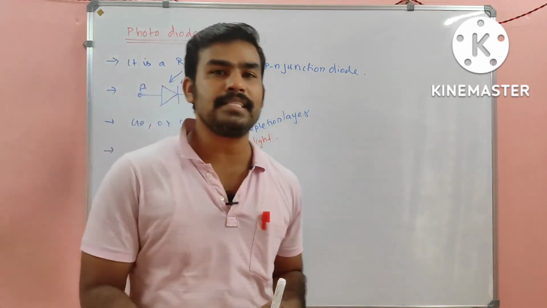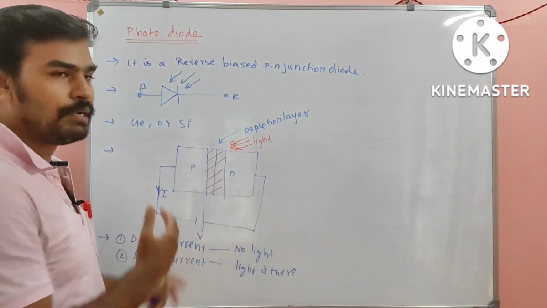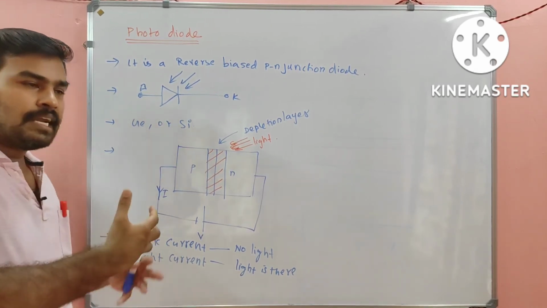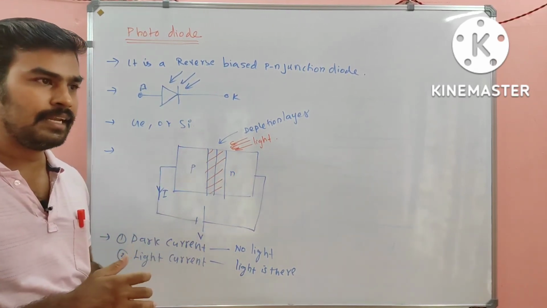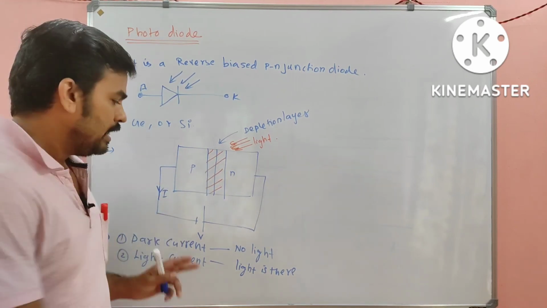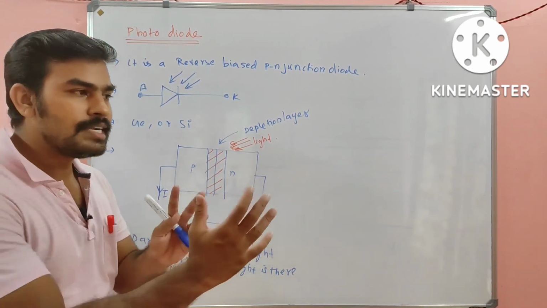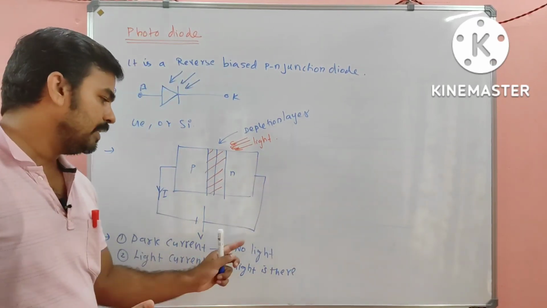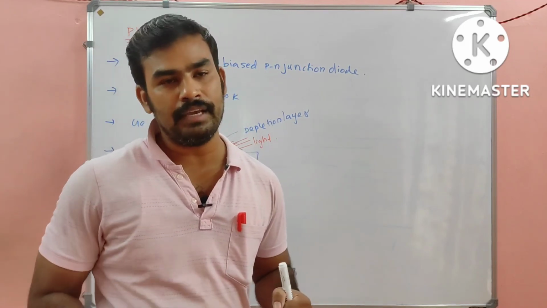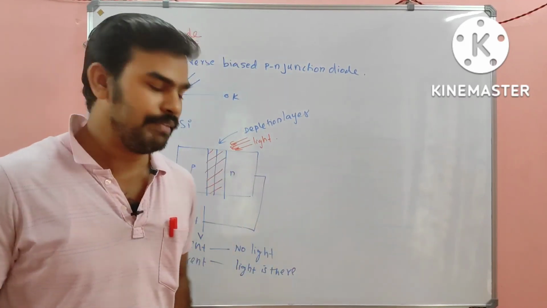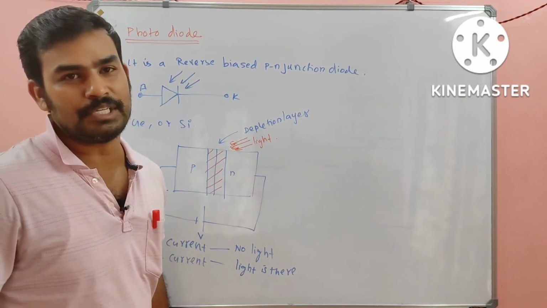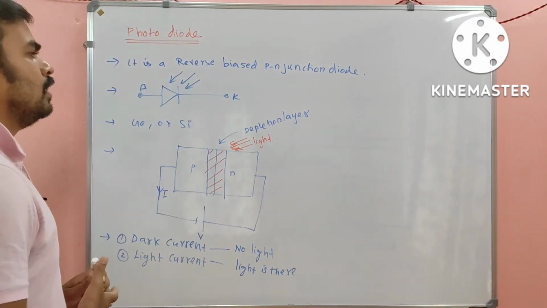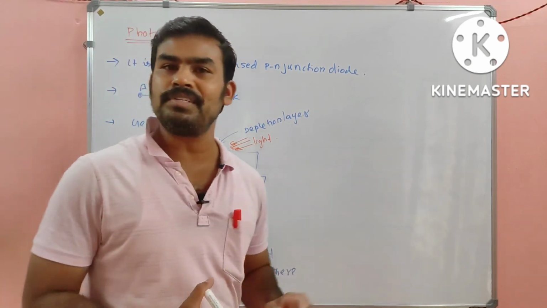We can increase the sensitivity of the photodiode by reducing the dark current, so that we can clearly see how much light current is there. If the dark current is very high, we can't distinguish the light current and dark current when light falls. So by reducing the dark current to a very low value, we can increase the sensitivity of the photodiode. So that's all about the photodiode, my dear. From the examination point of view, this is more than sufficient.